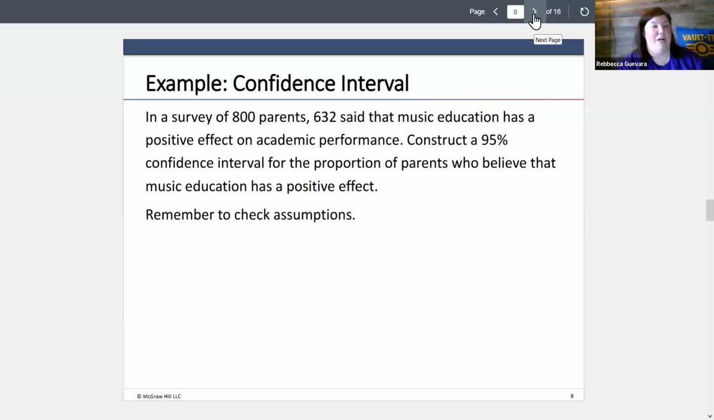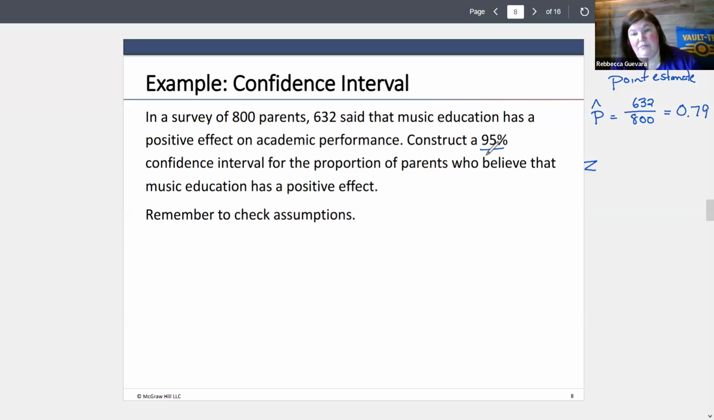All right, so going back to this problem. In a survey of 800 parents, 632 said that music education has a positive effect on academic performance. So we said before, that means p hat is going to be 632 divided by 800, which is 0.79. That's my point estimate. I want to construct a 95% confidence interval for the proportion of parents who believe that music education has a positive effect.